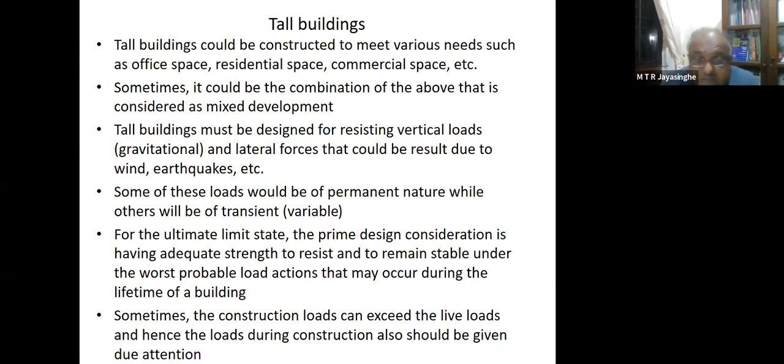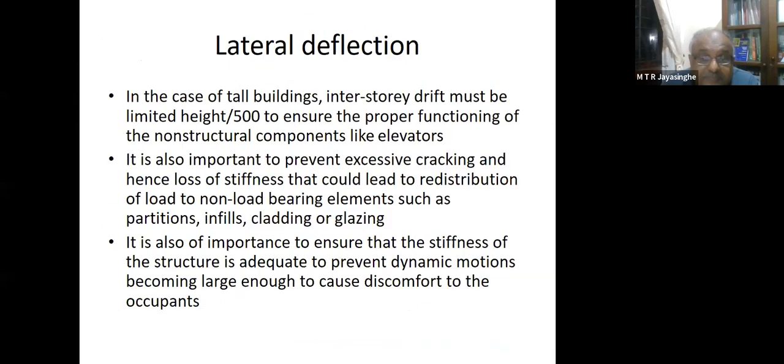So if you look at the situation, we have to have thorough knowledge about the lateral load resistance system. We need to have thorough knowledge about the vertical load resistance system. And we need to optimize both systems if we want to have an economical structure. And it is very important in today's context because we are having serious problems with supply chain management.